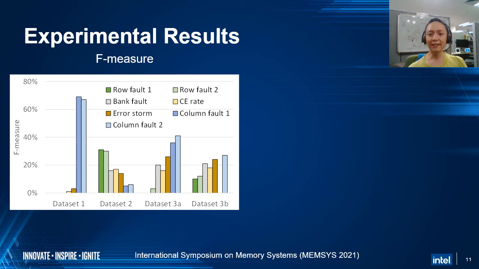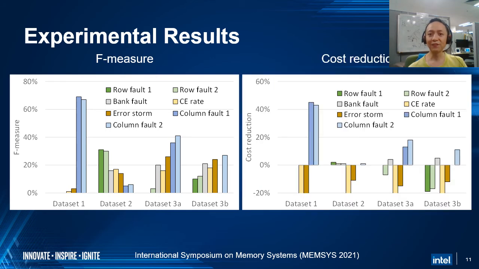Here we show the cost-independent F measure of the individual predictors. We also show the cost reduction of the predictors. Note that a negative cost reduction implies a worse cost given the UE prediction and mitigation.